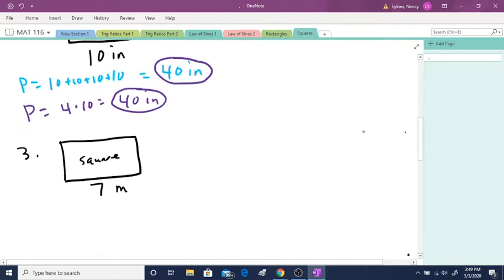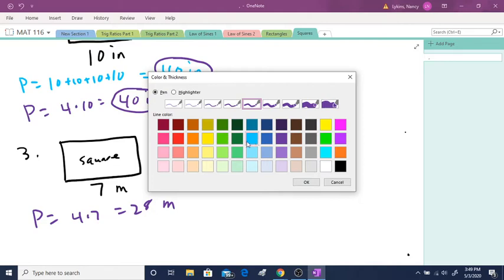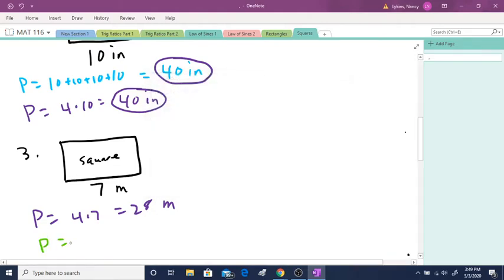And number 3, I'm just going to demonstrate that this is a square, even though it doesn't look like a square. It is a square. So in this case, you could say perimeter equals, let's do the 7. There's 4 of them, so I could say 4 times 7, which is 28. And your unit is M, which is a meter. Or you can just add all the 7s up. You got 4 of them, so 7 plus 7 plus 7 plus 7 also gives you 28, and the unit is meters.